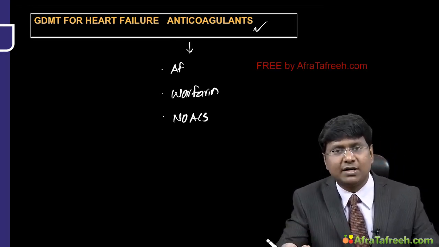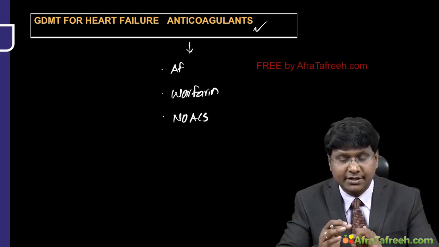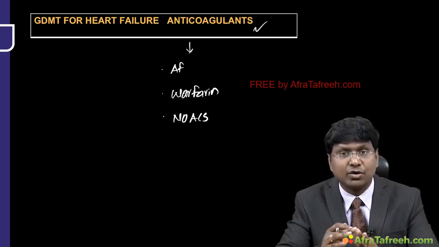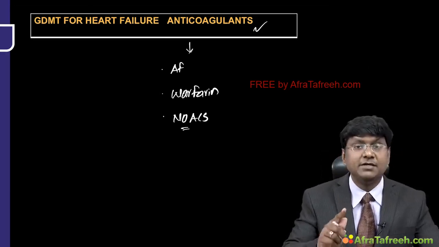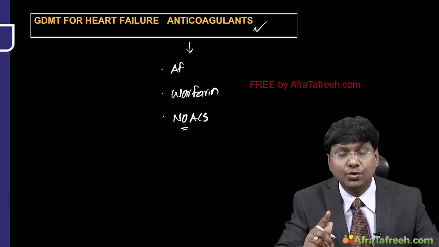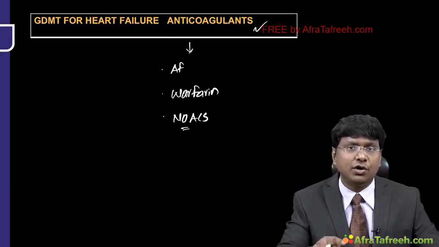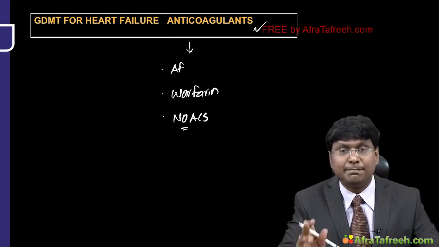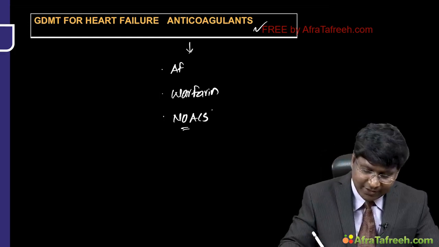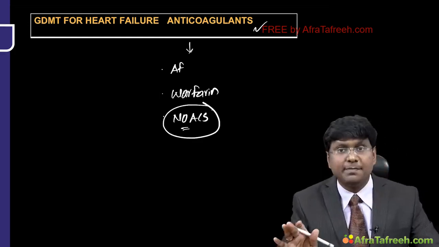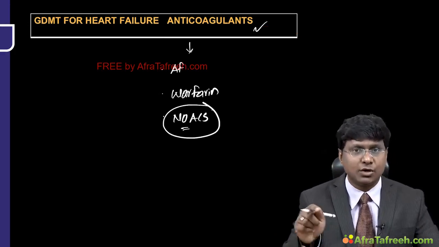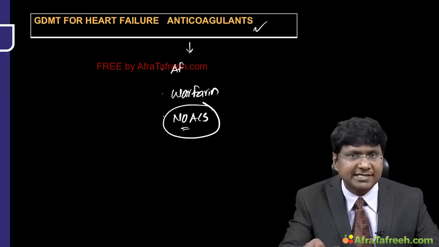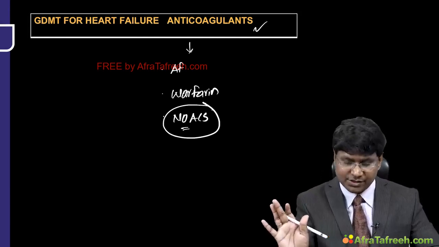What are those direct oral agents? That is dabigatran, rivaroxaban, apixaban, edoxaban. These should be given, NOACs should be given, if there is no rheumatic origin of the mitral regurgitation. But please remember, these direct oral agents should not be used if moderate to severe rheumatic mitral stenosis is also present. If a rheumatic component is there, please don't give these NOACs.